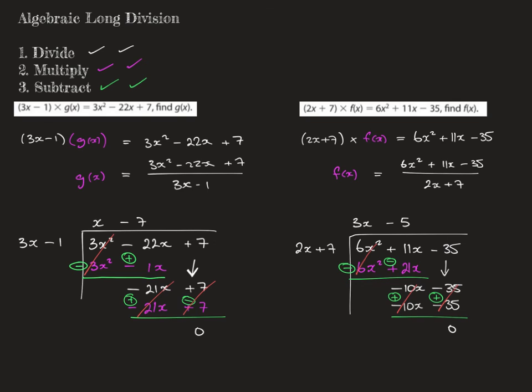And I can see here, the question asked me initially, find f of x. So what I've done there is I've found f of x, because f of x was equal to 6x squared plus 11x minus 35 divided by 2x plus 7. So that's my answer there. So my answer there is going to be 3x minus 5. Okay.